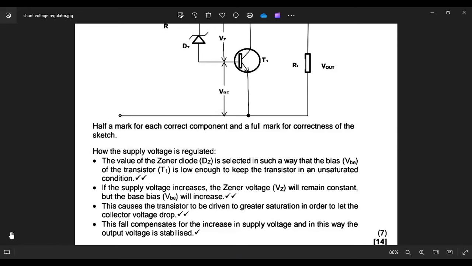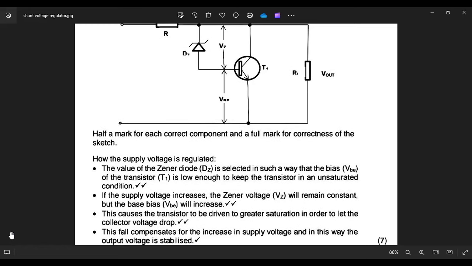The value of the Zener diode, which is DZ, is selected in such a way that the bias VBE of the transistor T1 is low enough to keep the transistor in an unsaturated condition. So that is what you need to consider.